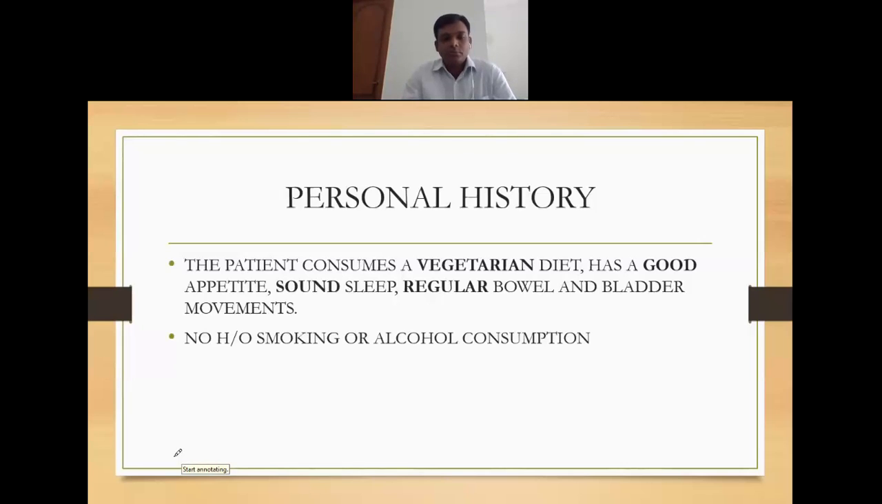Personal history. The patient consumes a vegetarian diet, has a good appetite, sound sleep, regular bowel and bladder movements, no history of smoking or alcohol consumption, and any other drug usage.